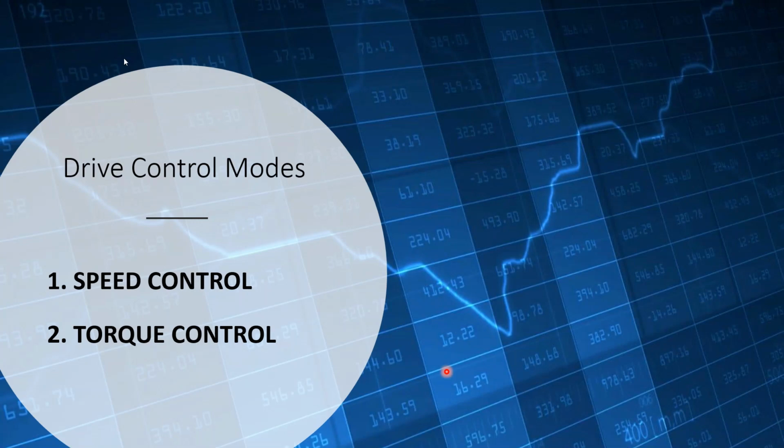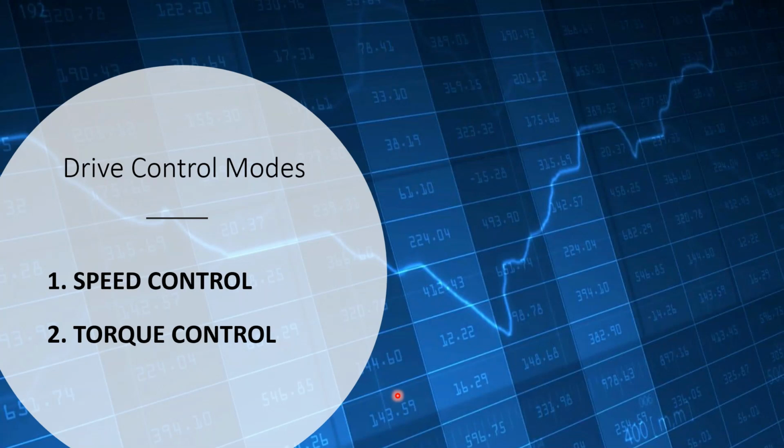Let's get started with the very basics. So broadly, there are two types of control modes in any drives. One is speed control and the second is torque control. In basic understanding, speed control means you will be giving a speed reference to the drive, and the drive will meet that particular speed reference. And whatever torque it needs to achieve that particular speed, the drive will take that torque within the limits that have been set in the drive. This is what speed control means.